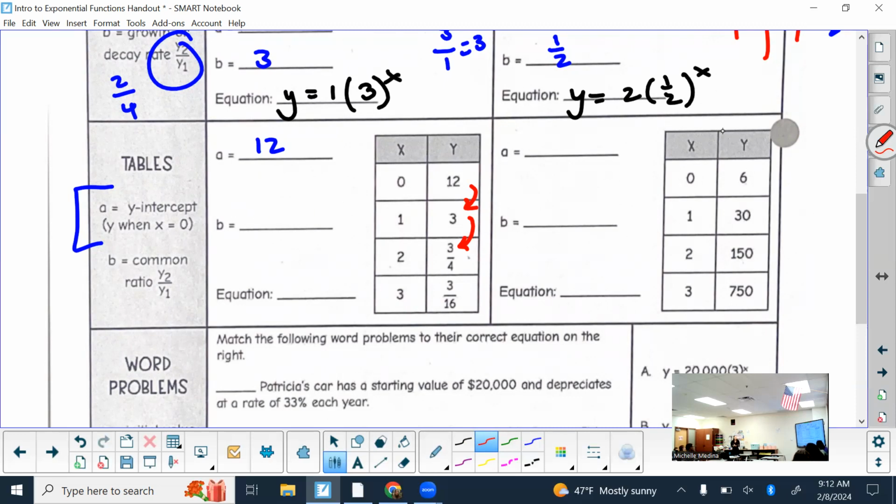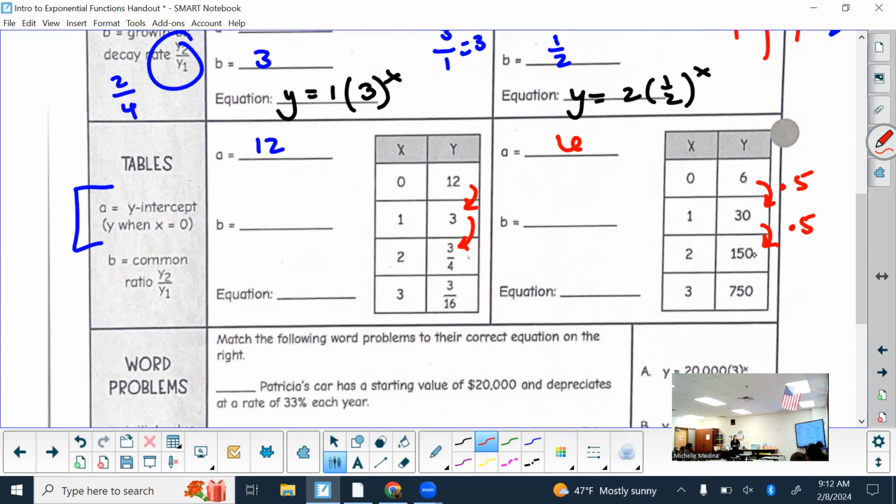Keegan, what's my a value for this table? Good. Whenever x is 0, that's my y-intercept. Devon, what's my b value here? 5. That's what I can multiply by to get from 6 to 30, and then see if it's consistent throughout.